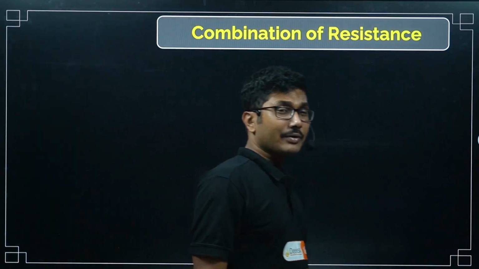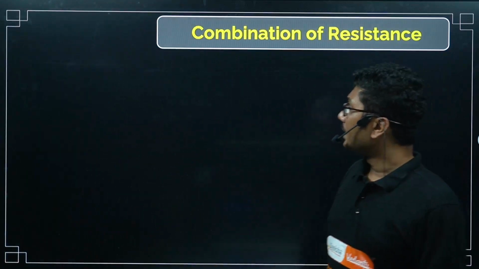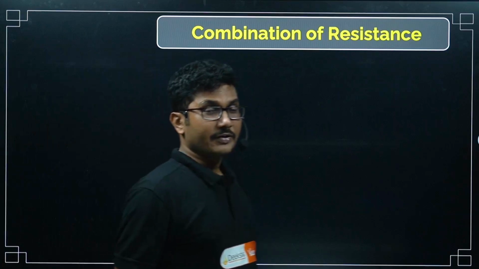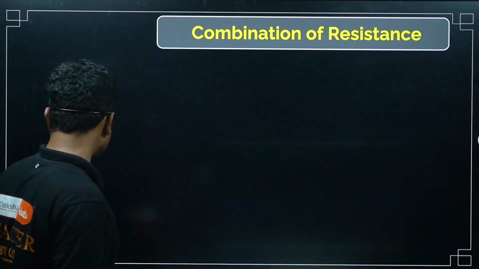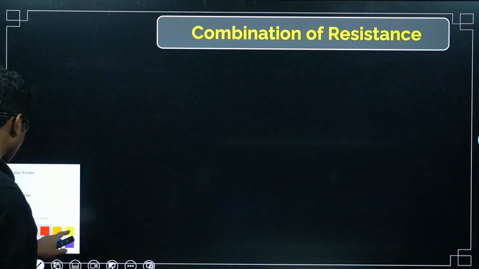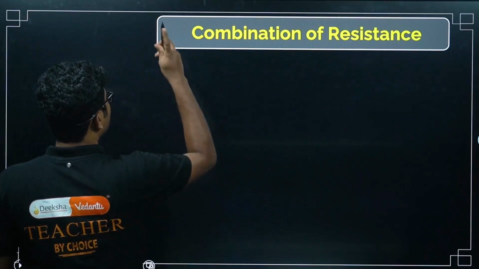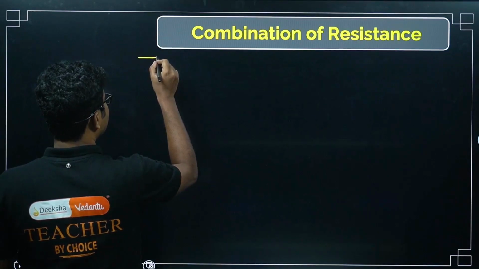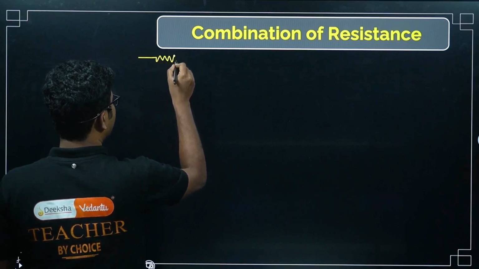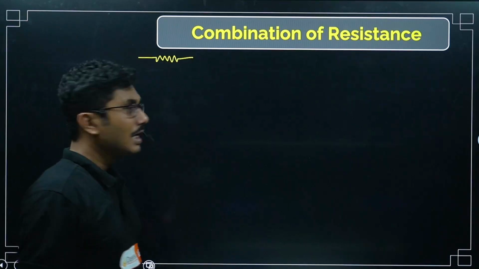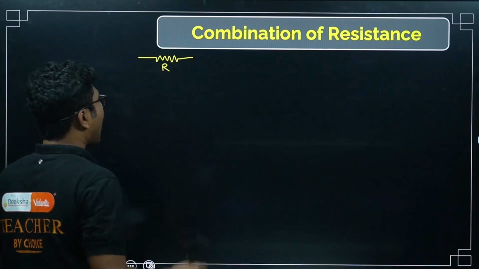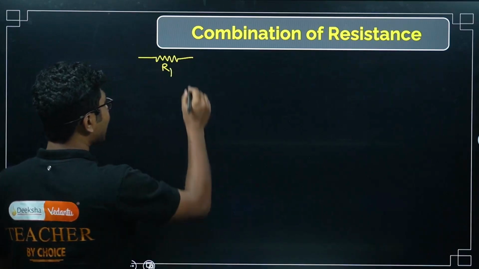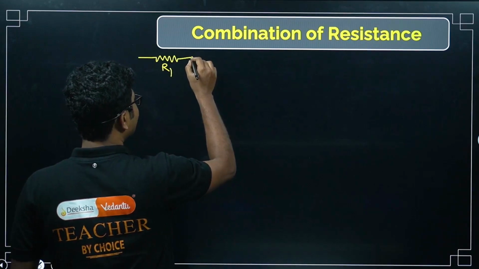So let's start with combination of resistance. First combination of resistance that we are going to discuss is series combination. So what is series combination? Suppose there is a resistance, and the resistance symbol you already know, resistance is denoted by this kind of symbol. So if there is a resistance, say R1, where R1 ends, at this point another resistance starts.